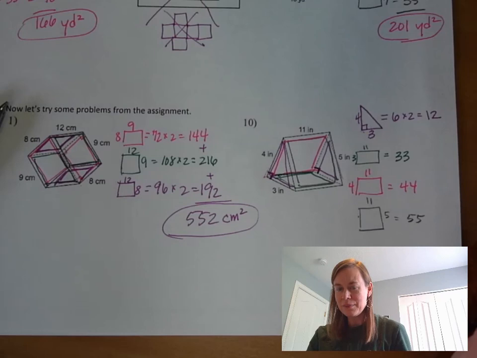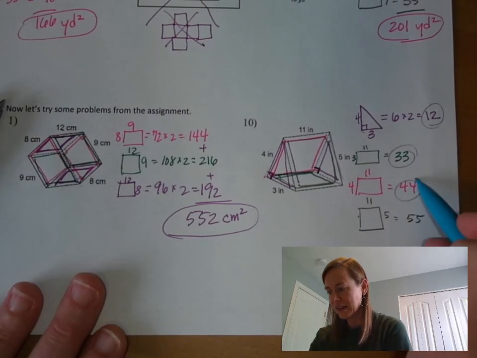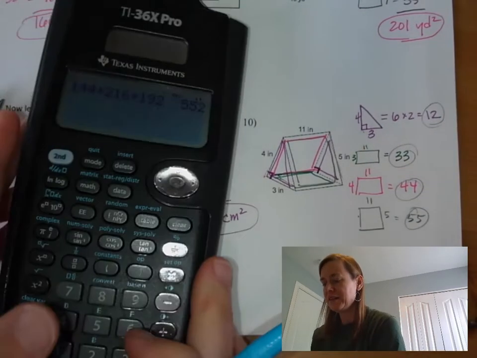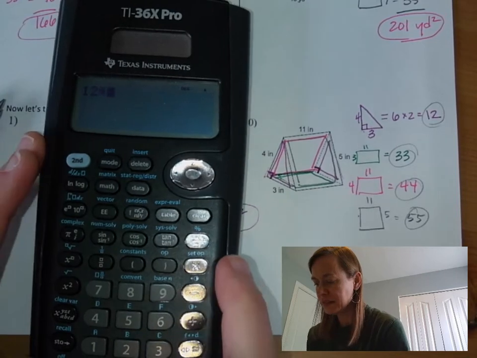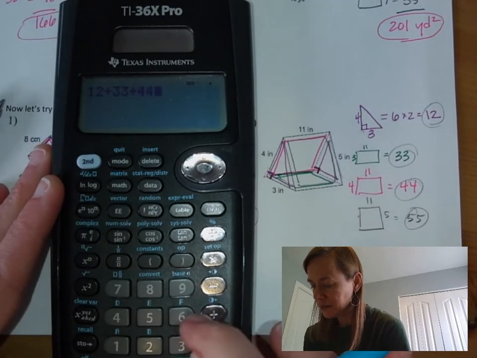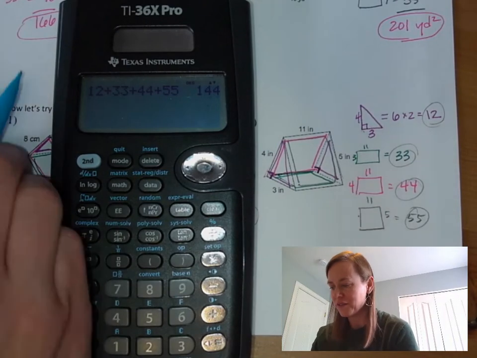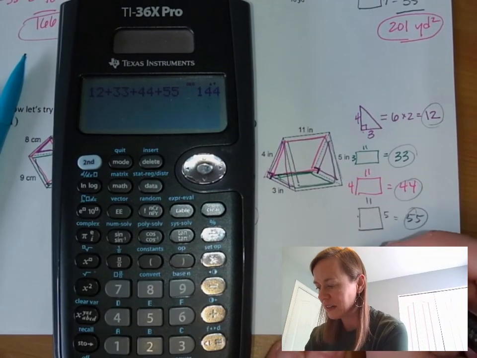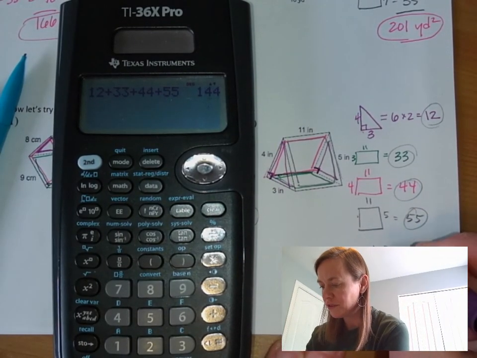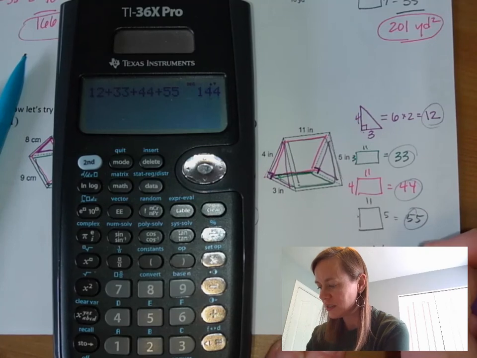And what's our final step? We got to add all these numbers up together. And let's do that with our calculator. 12 plus 33 plus 44 plus 55, those are easy to remember, gives me 144. So the surface area is 144 inches squared.